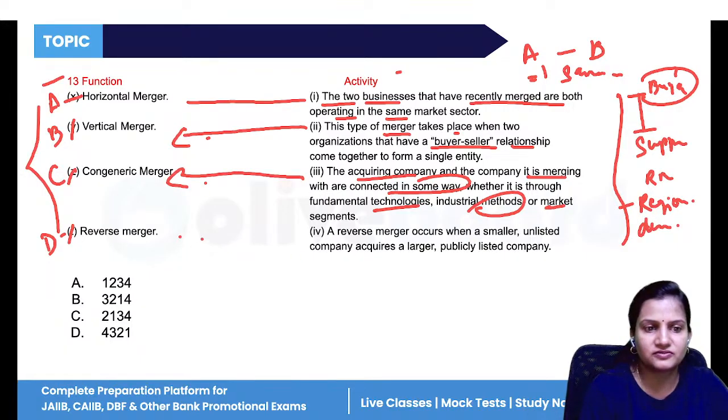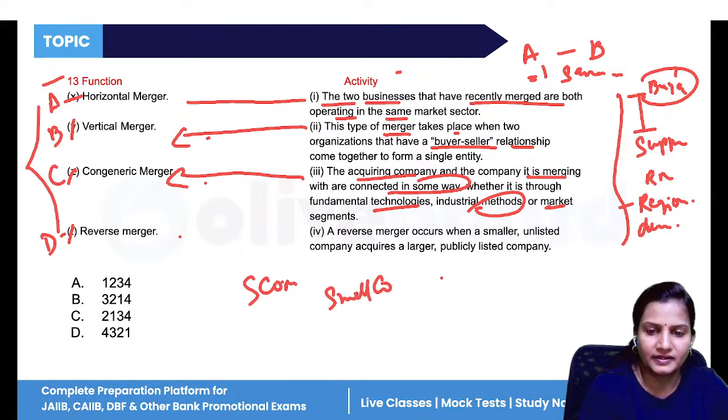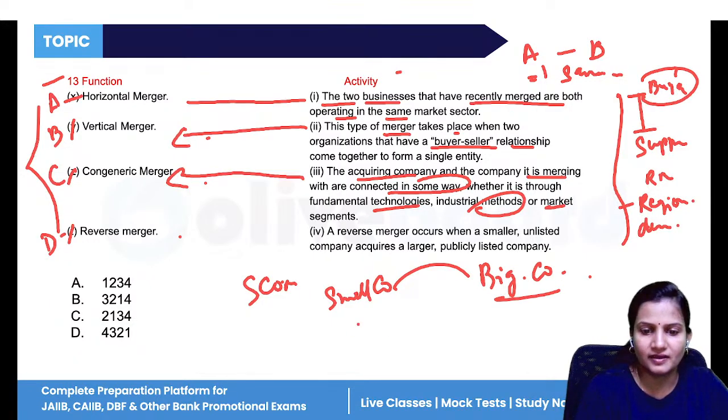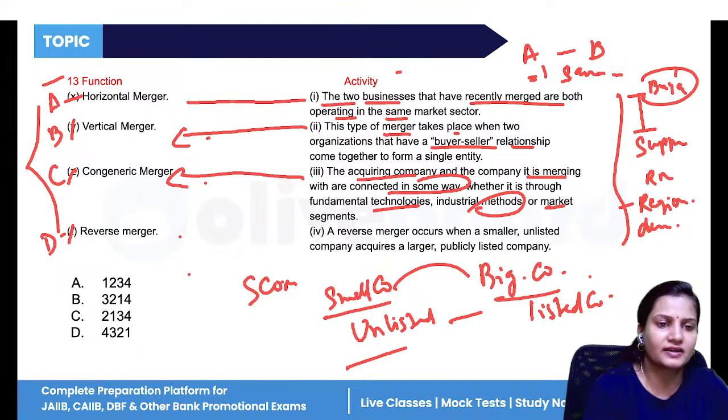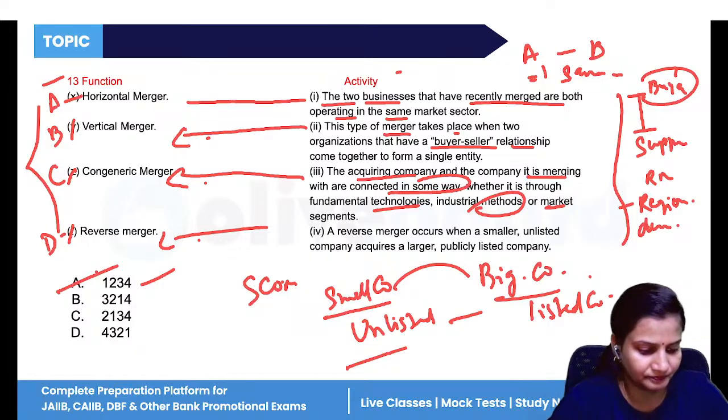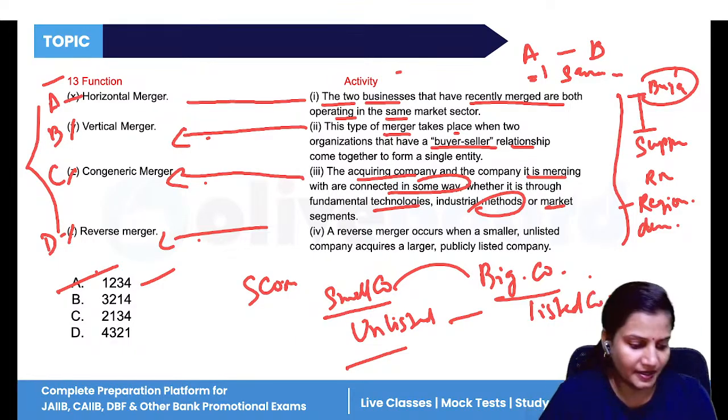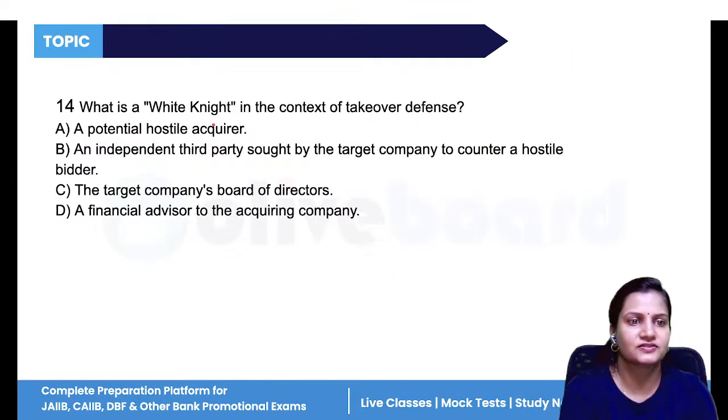And what is a reverse merger? When any small company takes over the big company, or you can say that any unlisted company acquires a listed company, a big listed company. So in that case, reverse merger is there. So 1, 2, 3, 4. Option number clear.